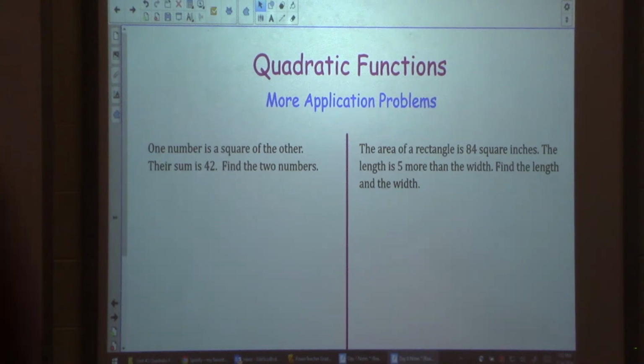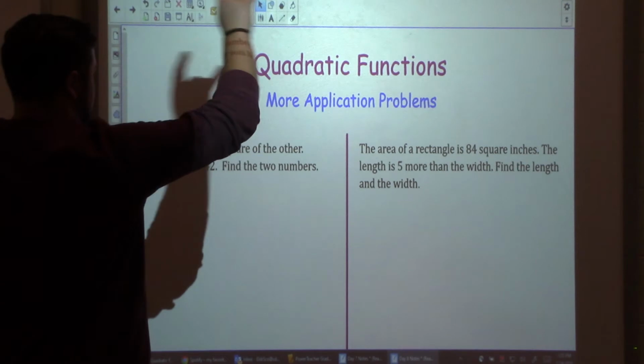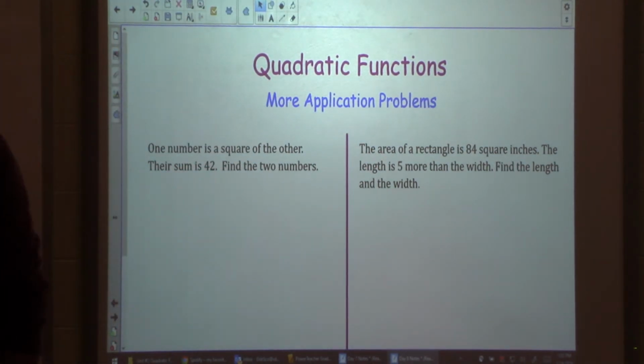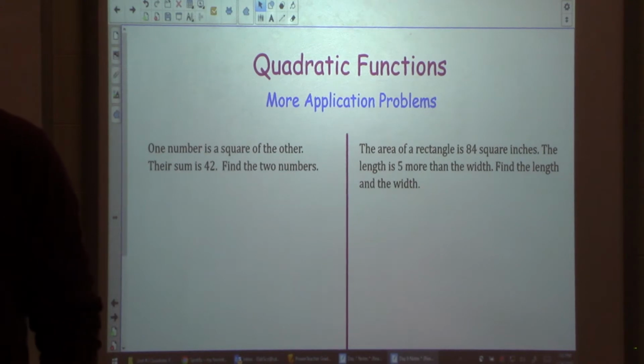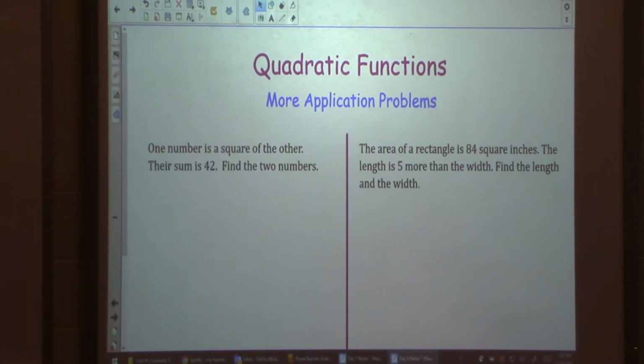So like I said, our test for this is on Friday as of right now. Today we're doing more application. Tomorrow we're doing writing equations. Wednesday, Thursday will be review days. And then Friday will be our test. Okay? So, first problem today.